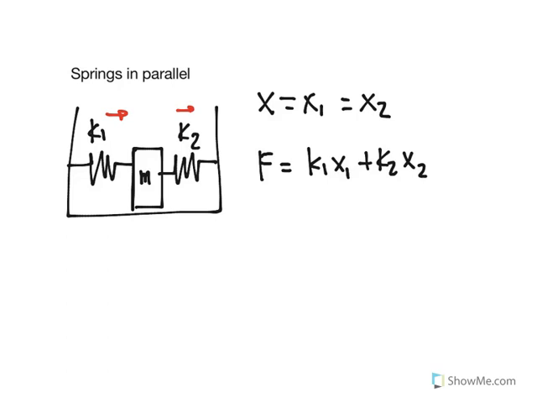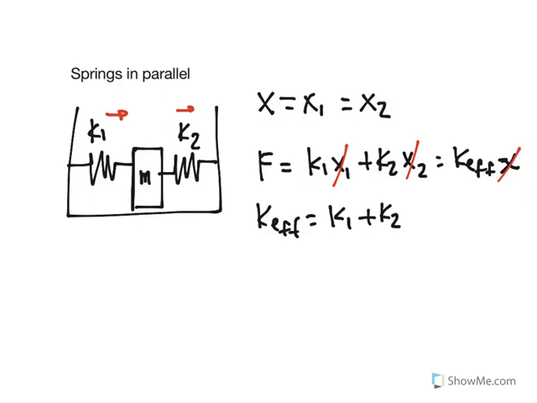plus k2x, and that will be an effective constant times x I am deflecting, such that if I cancel terms of x, which are exactly the same, I will have that the effective constant is going to be equal to k1 plus k2. Or in other words, if the springs are in parallel and I want to get an effective constant of the whole spring, I just sum up the k's.